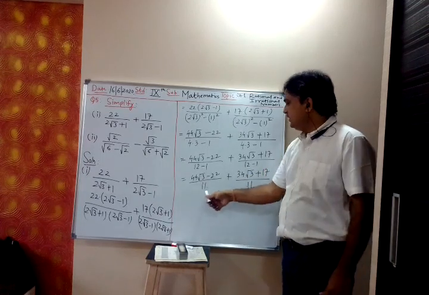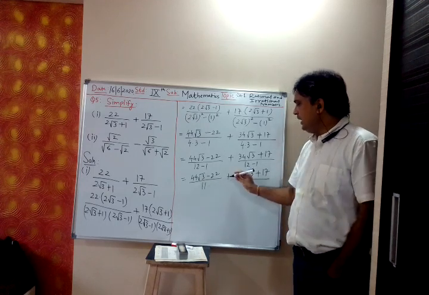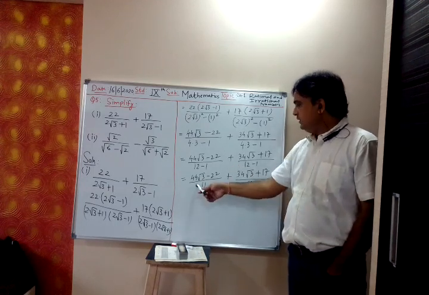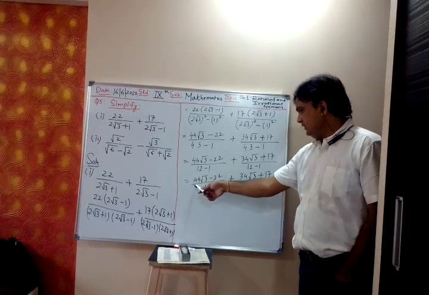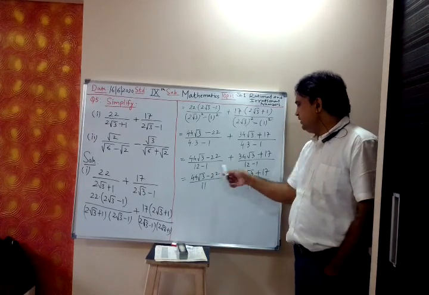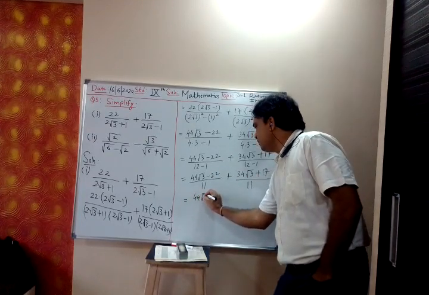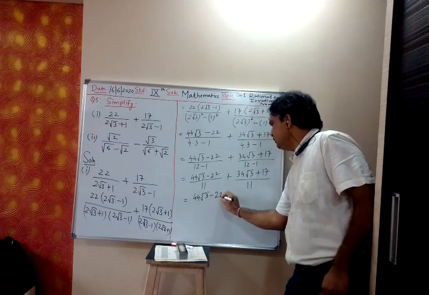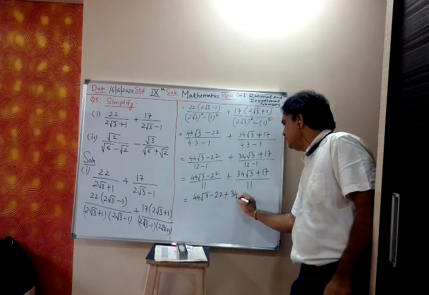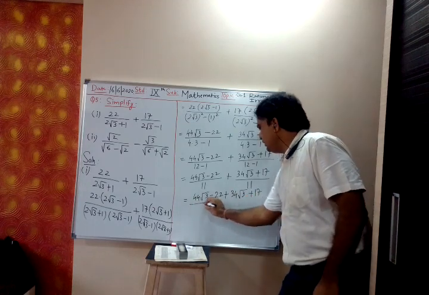Now the denominator is the same. So I can add the numerators. Yes, the denominator of this term and this term is 11, the same. So I can add the numerators. So this I can write 44 root 3 minus 22 plus 34 root 3 plus 17 and take the denominator as 11.